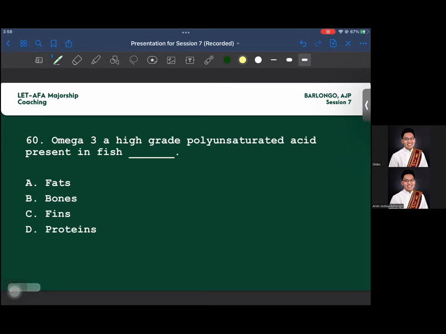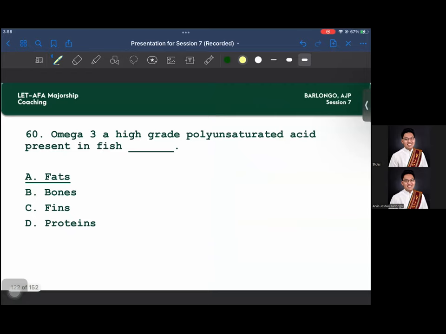Number 60. Omega-3 is a high grade polyunsaturated acid present in fish blank. Again, this is another review of an item that we tackled during our fishery session. A, fats; B, bones; C, fins; or letter D, proteins. I hope that you're answering this right. The correct answer is letter A, fats. This is the reason why, di ba, in cans of sardines we often see omega-3, rich in omega-3 fatty acid. Right there, fatty acid, fats. Alright, next.